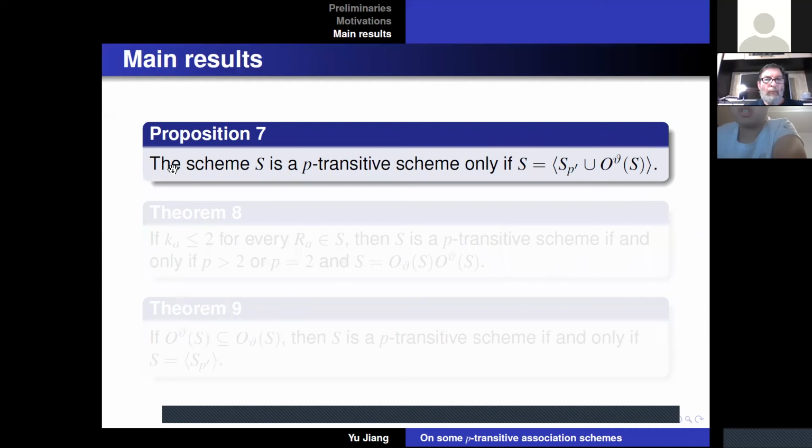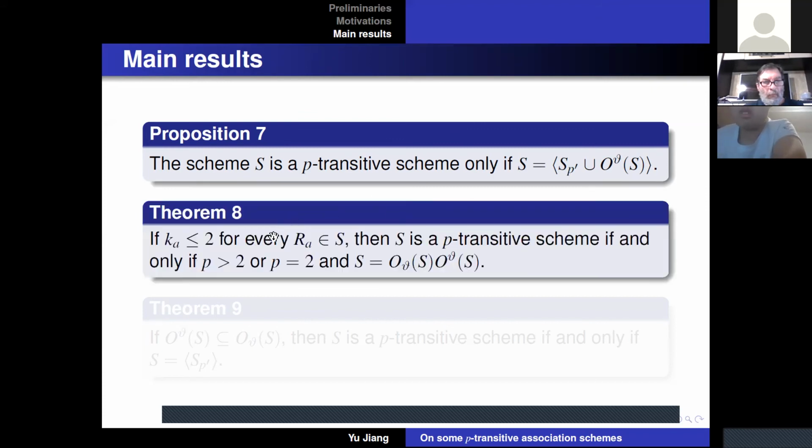The first main result is that if the scheme S is a p-transitive scheme, then S is generated by the union of S_P prime and the thin radical of S. This is our first result. And for the inverse, I don't know. So far, I don't know how to prove it, but I can consider some special cases.